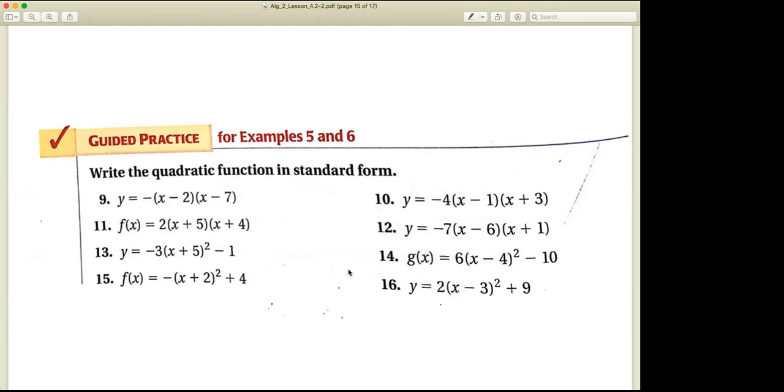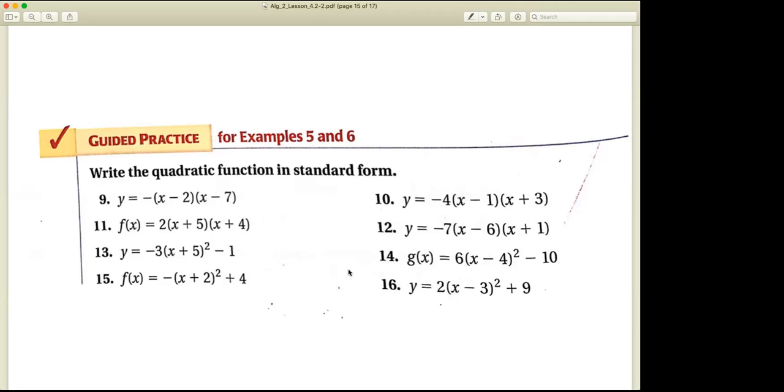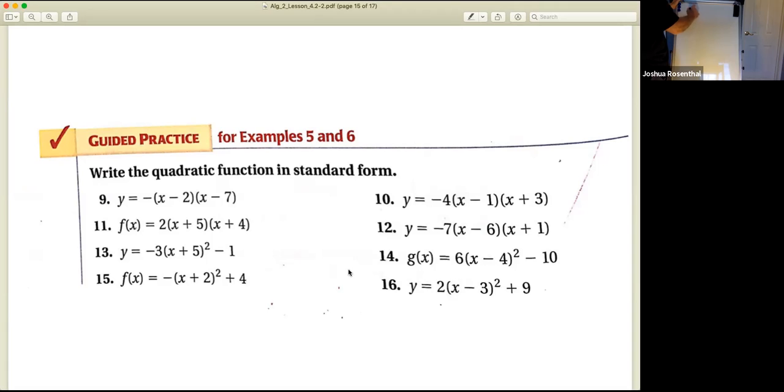Can you do one of the problems with the term at the end? You tell me which one. Take your pick. 14. Okay, g(x) is equal to 6 times (x minus 4) squared minus 10. Okay, order of operations, you're going to square your binomial to expand it. So in the meantime, that 6 has to wait its turn. I'm going to put brackets here so I can put the result of this inside. Okay, so x squared minus 8x plus 16, minus 10.